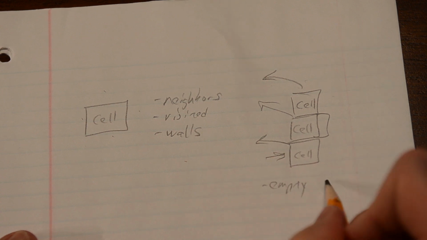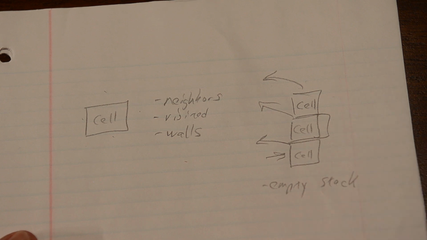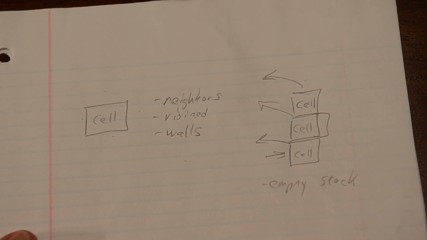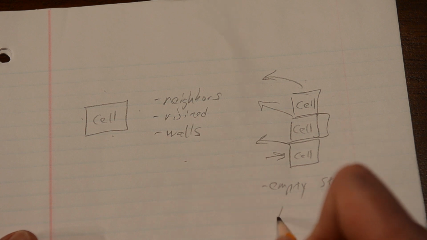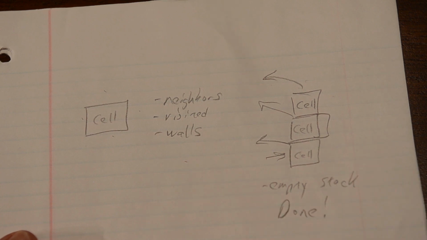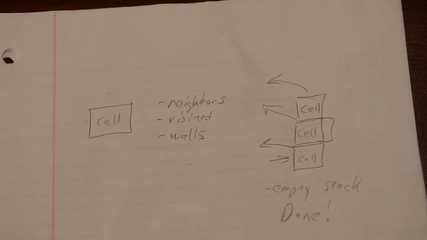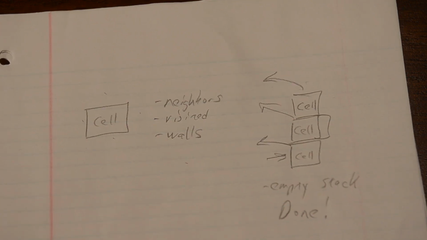we know all cells have been visited. There are no more neighbors to go visit, and we are done with our algorithm and our maze generation. And the data remaining is the shape of the maze. So what's that look like in computer code?